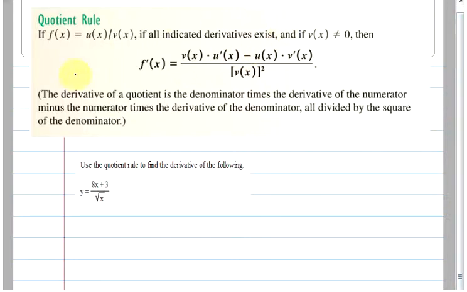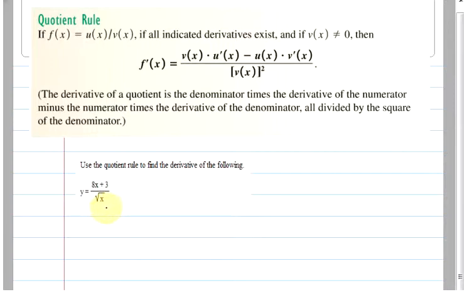So I have the quotient rule here at the top of the screen, and as you can see, it's very similar to the product rule, and the process for applying the quotient rule is very similar. We have an example here that I'll use to show you the quotient rule. It is y equals 8x plus 3 all over the square root of x.